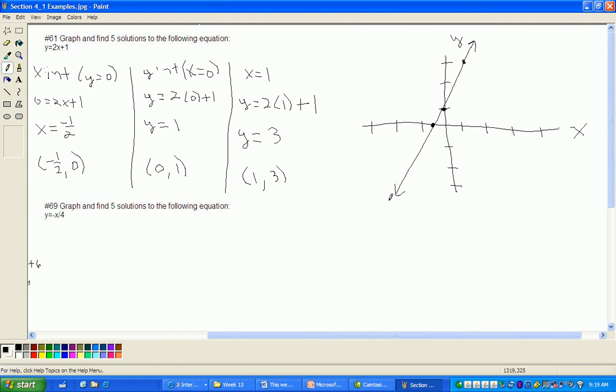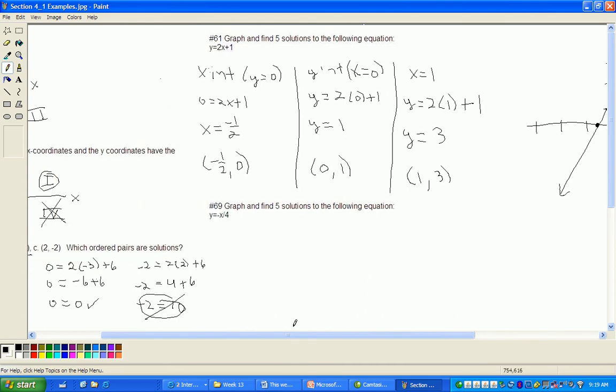The last one we'll go ahead and do is y is equal to negative x over 4. Again, for our x-intercept, we set y equal to 0. So if y is equal to 0, x is equal to 0, right? So our ordered pair here is going to be 0, comma 0.